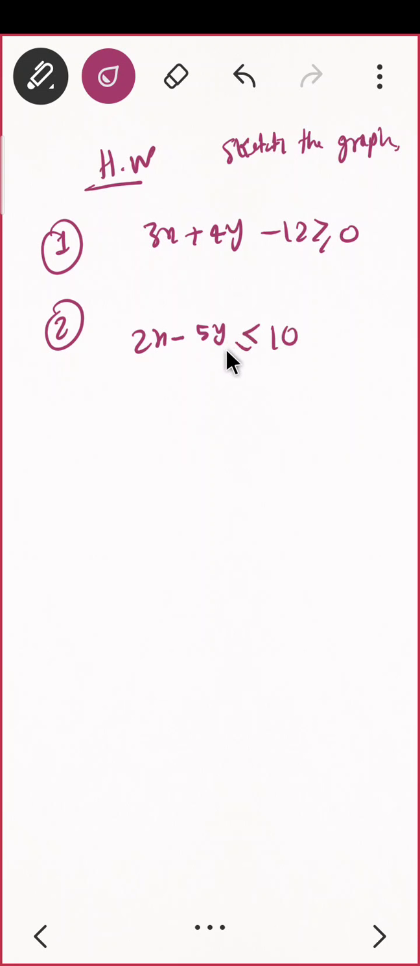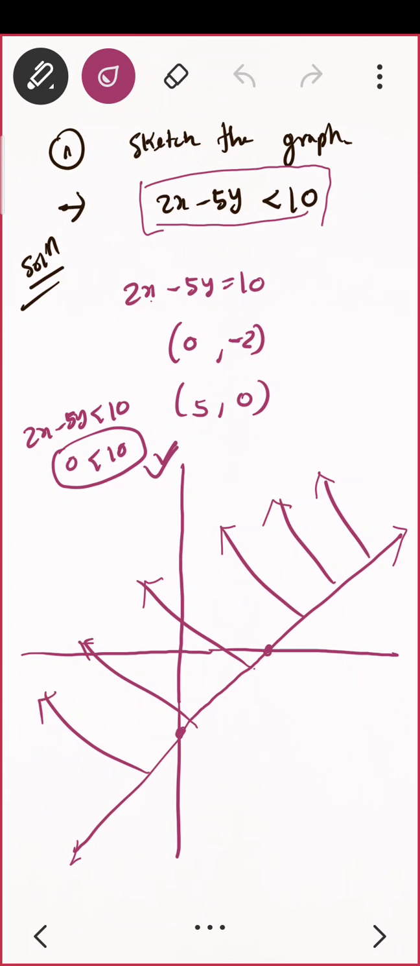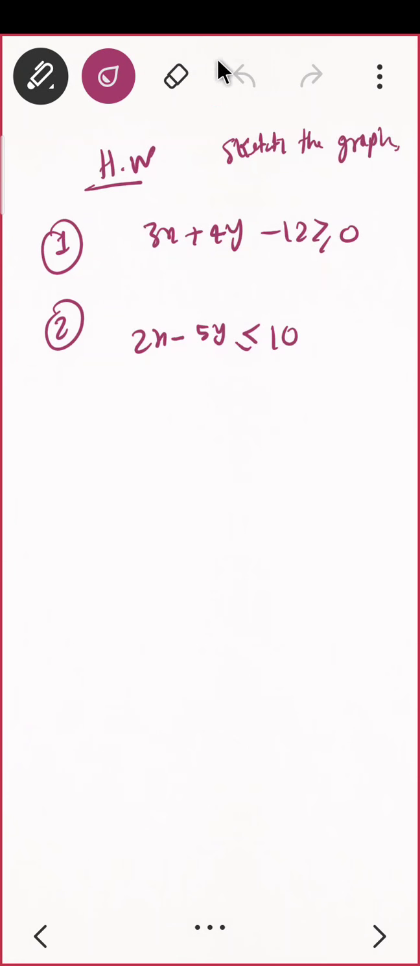Have we done this question, 2x minus 5y? Oh, this is looking the same.